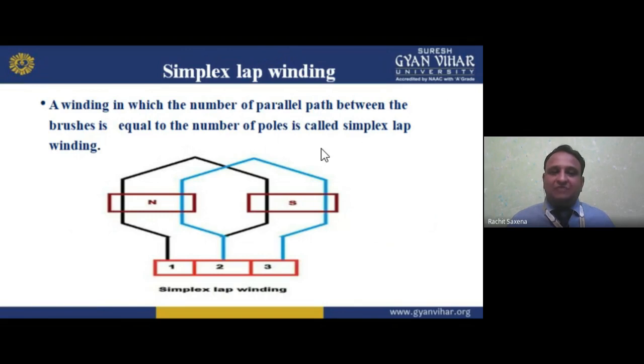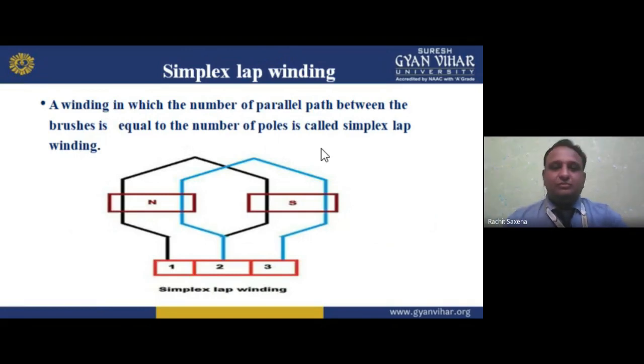The number of parallel paths available in the armature core. So if I am talking about the lap winding, the parallel path A is always equal to the number of poles. So we can represent A equals P in the simplex lap winding. A equals P. But if I am talking about the wave winding, only two paths are there. So A is always equal to 2. But if I am talking about the lap winding, A equals P. So I hope you understand better.